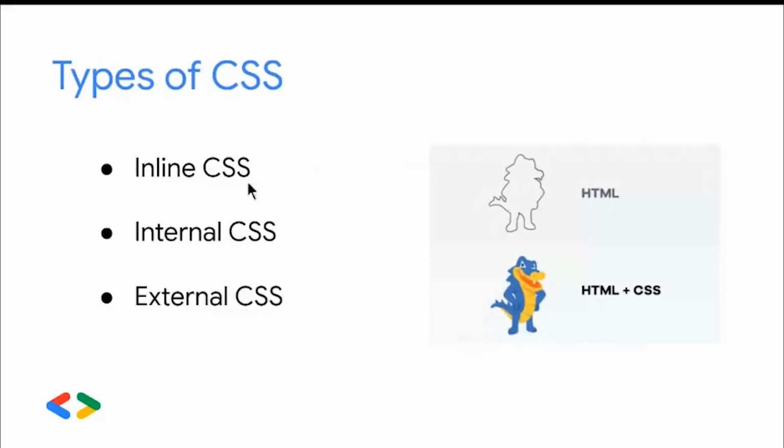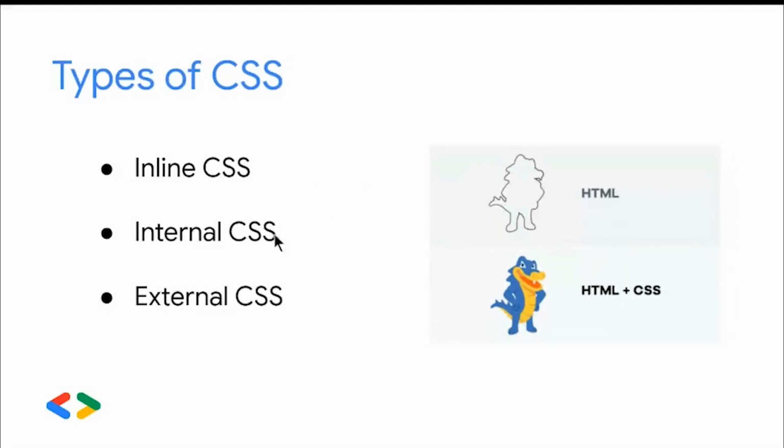Now, coming to types of CSS, there are three types of CSS. One is inline CSS. What is inline CSS? If you specify your CSS in your HTML tag itself, then it is called inline CSS, which is if you write the CSS code in your paragraph tag. That is inline CSS.